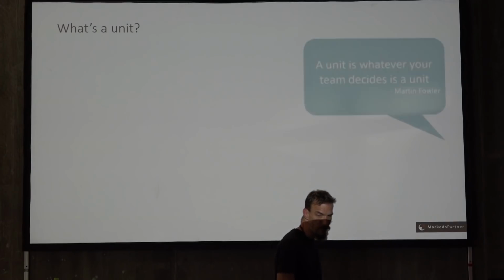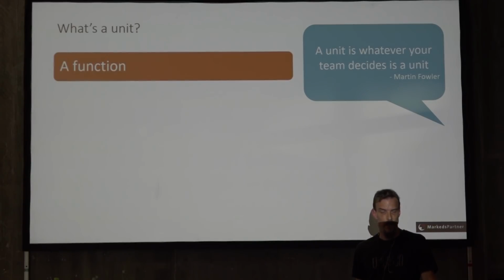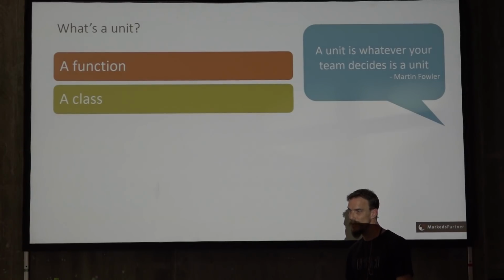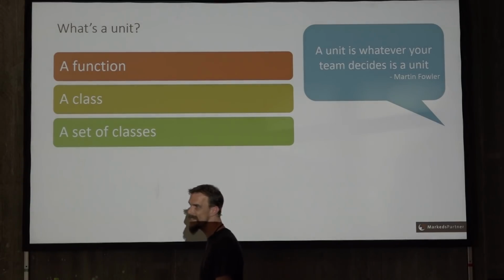Another good question is, what's a unit? Martin Fowler again says that a unit is whatever your team decides is a unit. There's a notion that a unit has to be a function, that you have to test every function in your software. That's a fallacy in my mind. A class might be better, and we'll get into that on the next slide. But of course, a unit can also be a set of classes.